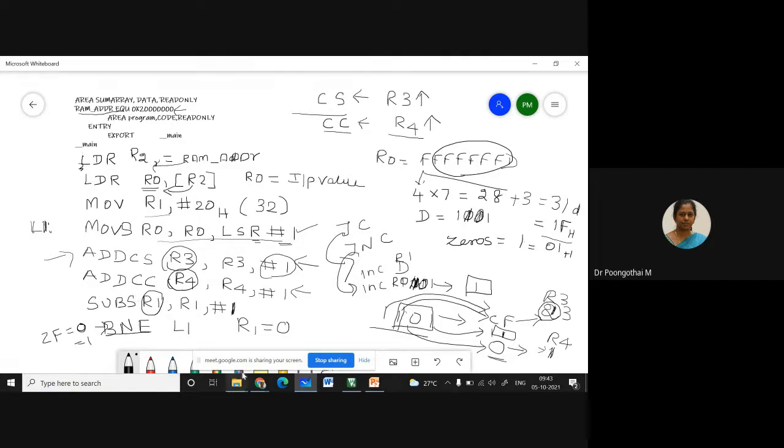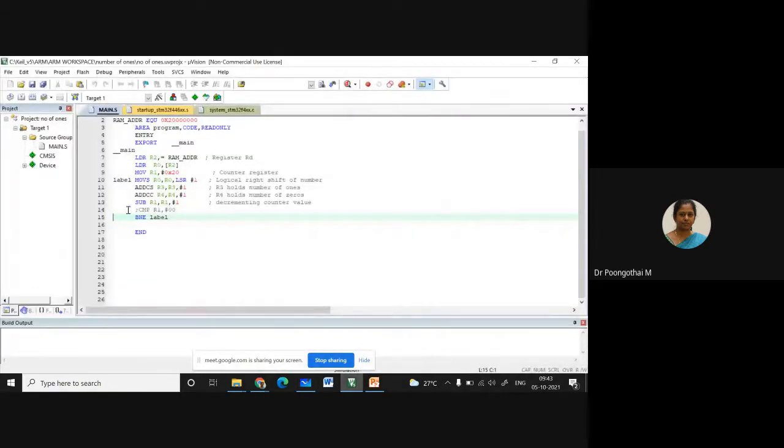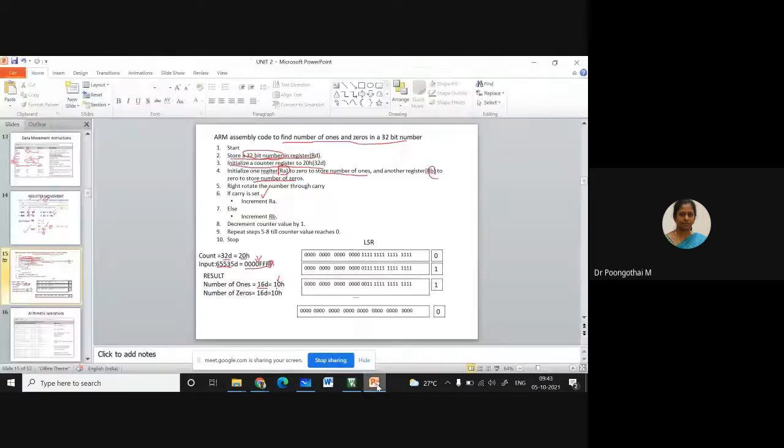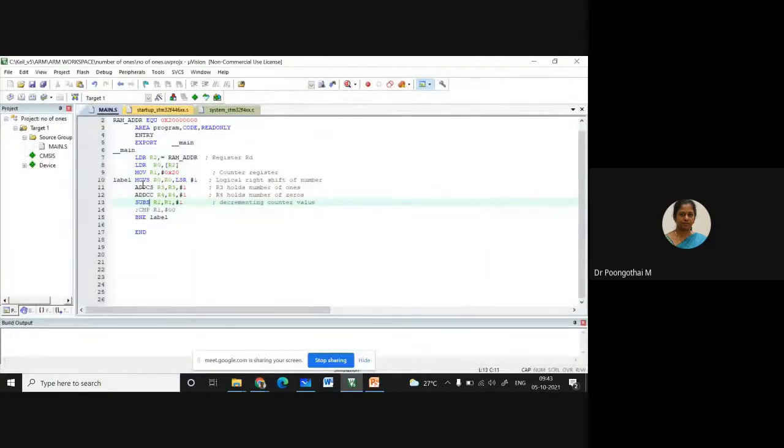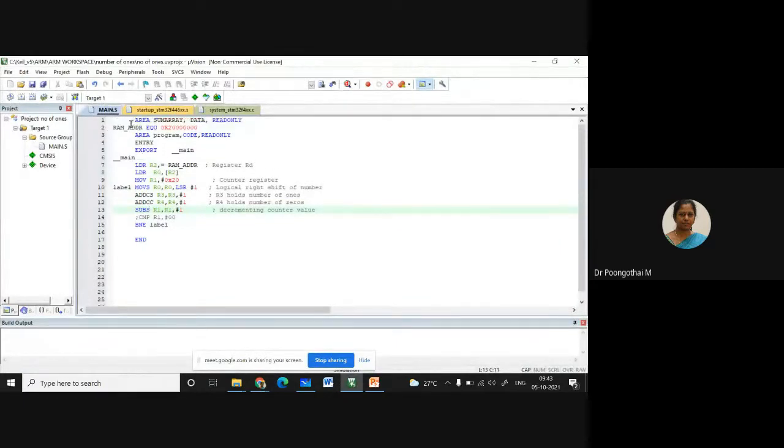I will execute the code in Keil MicroVision. Just look at the code. So this is your memory, this is your data area for initializing your input address, and this will be your code area. First you load your input address into R2 and you configure this R2 as a memory pointer by incorporating this particular instruction.